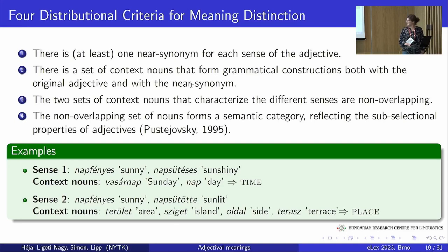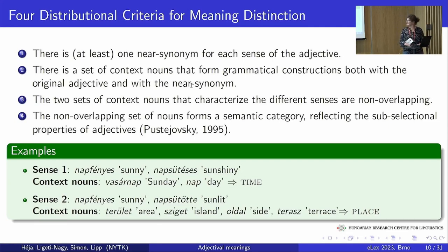So we have the Hungarian adjective sunny. And we found that it has two senses. One refers to sunshiny, napsütéses, and the other refers to sunlit, napsütötte. We also found that there are different and non-overlapping nominal contexts.